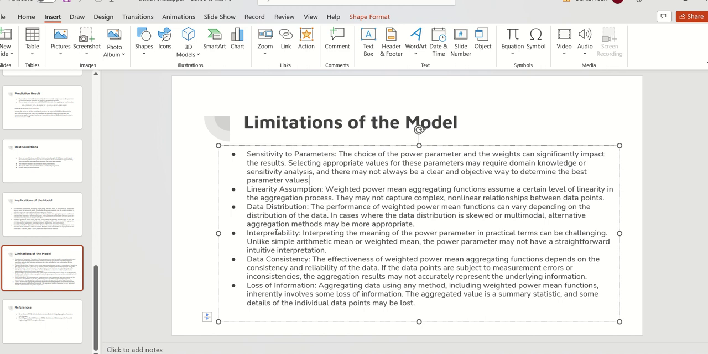The next limitation is interpretability. Interpreting the meaning of the power parameter in practical terms can be challenging. Data consistency is another limitation of the model. The effectiveness of weighted power mean aggregating functions depends on the consistency and reliability of the data. And the last one, loss of information. Aggregating data using any method, including weighted power mean functions, involves some loss of information. The aggregated value is a summary statistic, and some details of the individual data points may be lost.